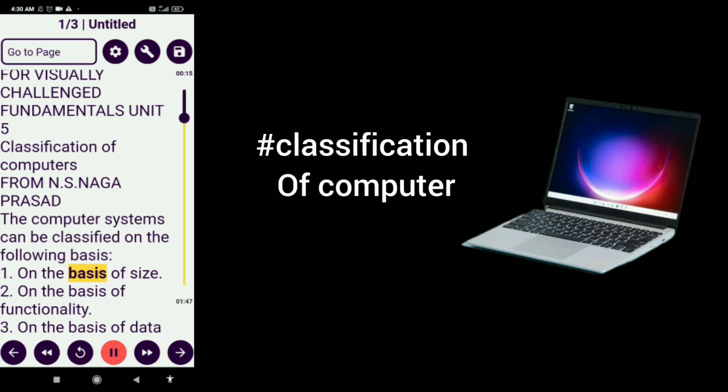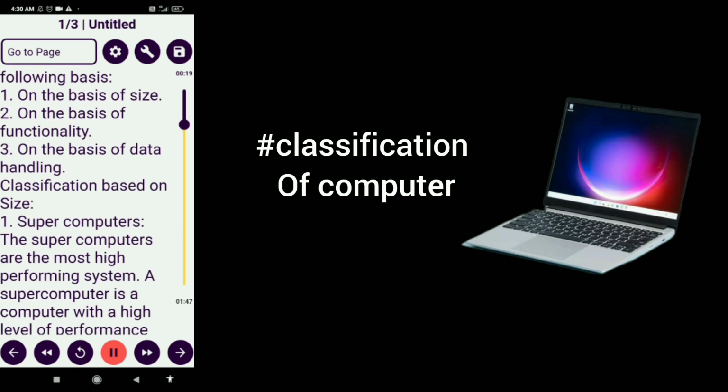1. On the basis of size. 2. On the basis of functionality. 3. On the basis of data handling. Classification based on size. 1.